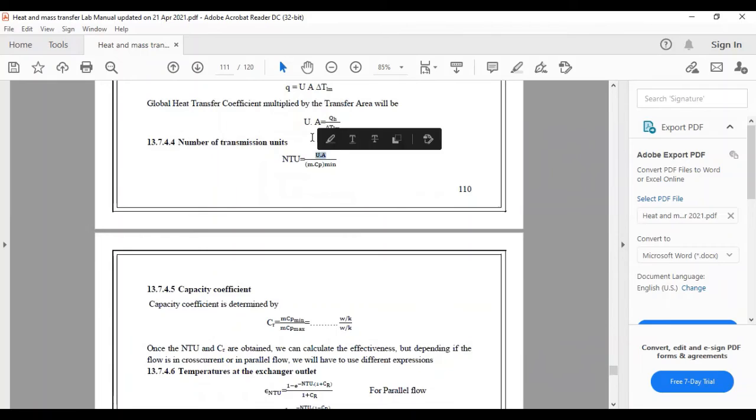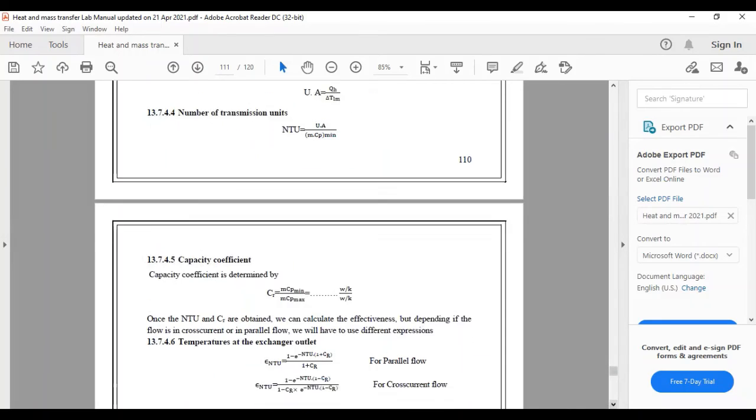This is basically U dot A, which we have calculated, over m Cp minimum. So we have two types of fluid here, one is hot and second is cold. We will multiply the mass flow rate of hot with the specific heat value, and also for cold water. From both of the types of fluids, the value which is minimum we will use here. So we will calculate this NTU.